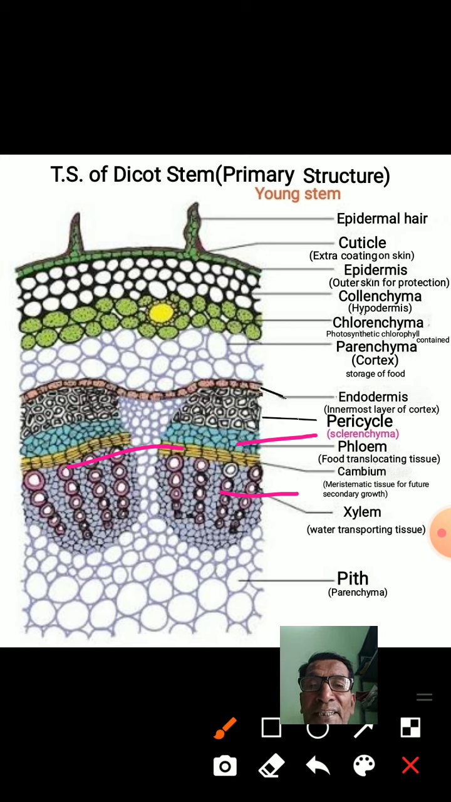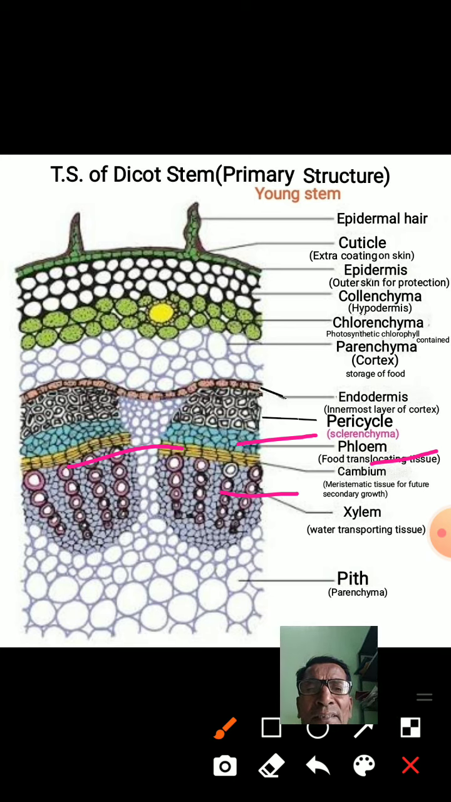Due to secondary growth, the sunflower stem later on increases in girth because of this meristematic tissue. We call it cambium. This is a rapidly dividing tissue. We call it meristematic tissue, cambium.